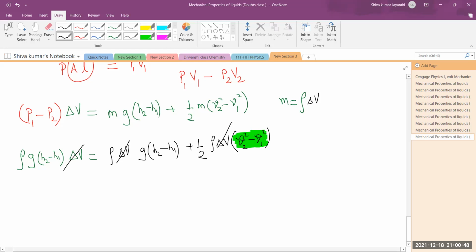So what are we left with? The density won't get cancelled, of course, the density also remains. So what will come here?